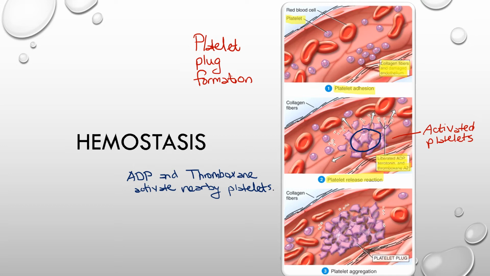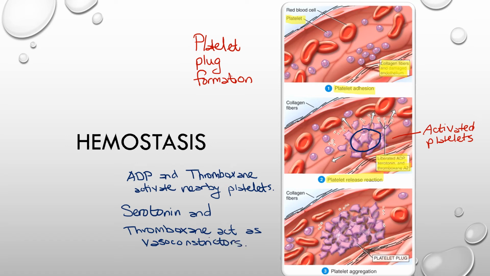And then serotonin and thromboxane will both function as vasoconstrictors. They sustain the contraction of the vascular smooth muscle, which is going to work to decrease blood flow through that injured blood vessel. So this is going to be serotonin. So that all happens in that second step, the platelet release reaction.